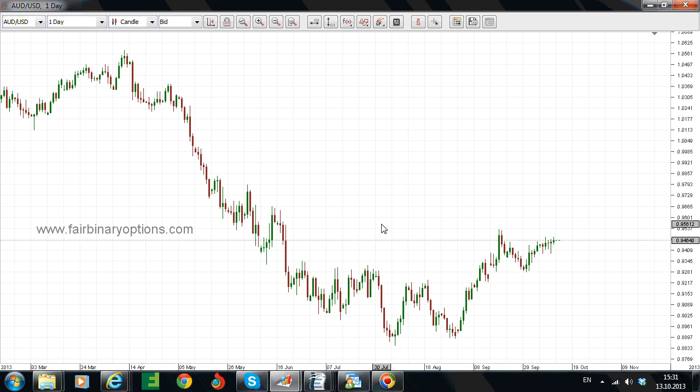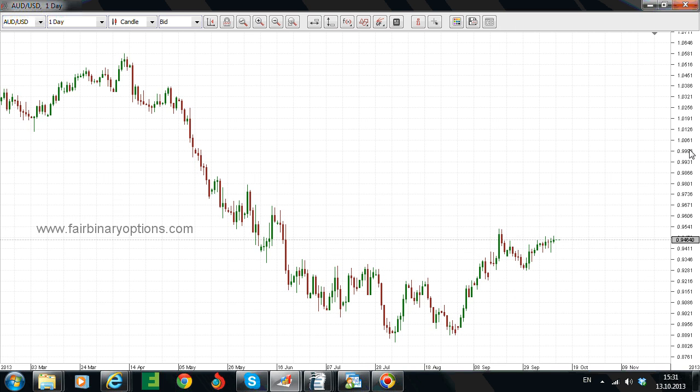Hello there. This is the Australian dollar US dollar daily chart, and while this may seem a higher time frame to trade, what I'm looking for on this daily chart on fairbinaryoptions.com, of course, is for this move that started from the downside here to be retraced quite a lot.